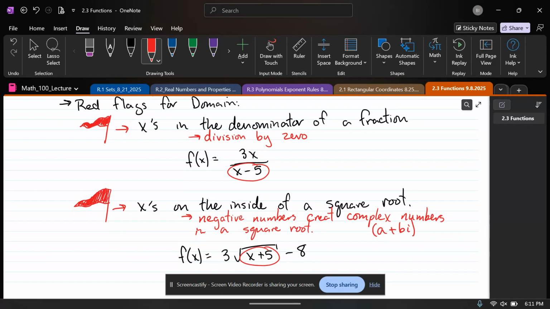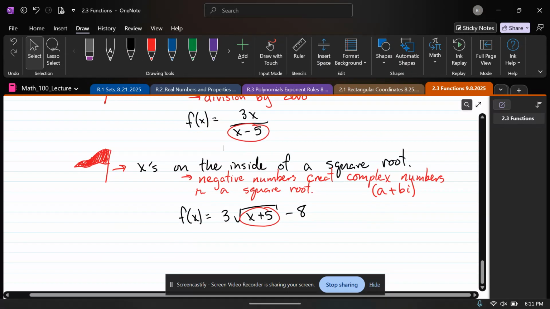So what if we encounter? You won't. Not in 100. We will get to those in 110, but you won't encounter any of those in 100. Okay? Now, those 2 red flags show up. What if the red flags don't show up? What if there's none? So that's our last little thing.